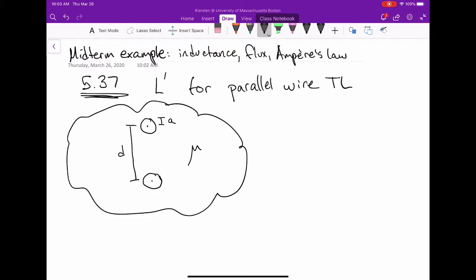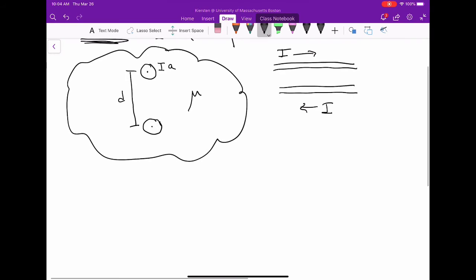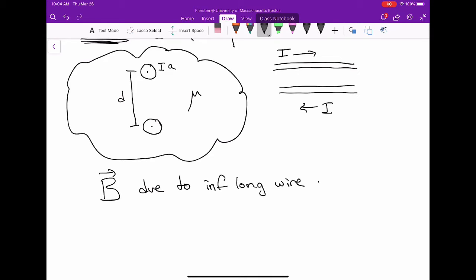So on a transmission line, there's equal current carried by each conductor. So if wire 1 has current I going this way, that means that wire 2 has the same current I going the other way. We know from past problems that the magnetic field due to an infinitely long wire is, if the wire's along the z-axis, B is phi hat mu I over 2 pi r in cylindrical coordinates.